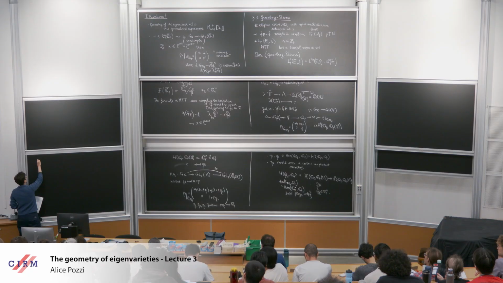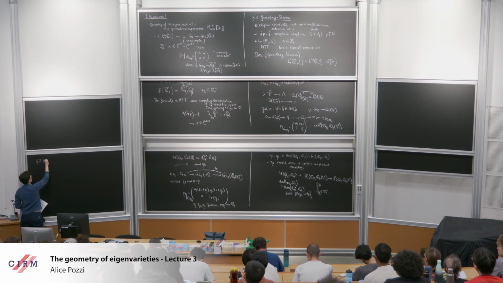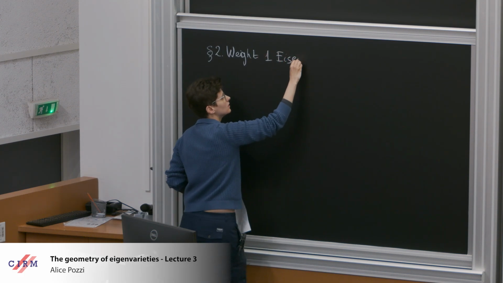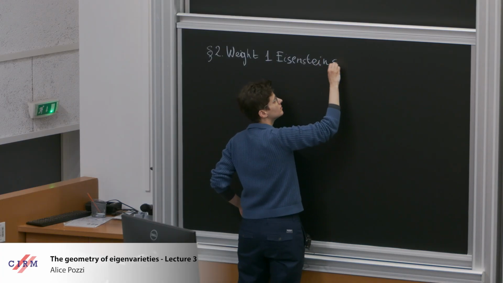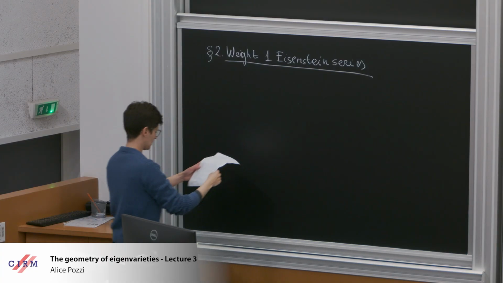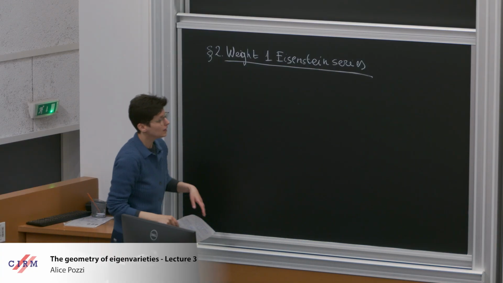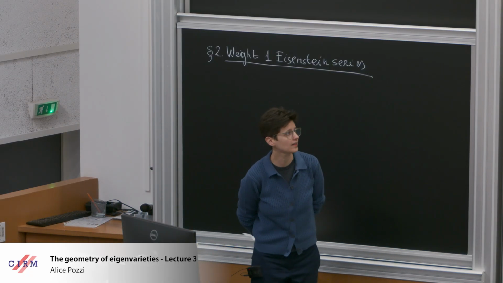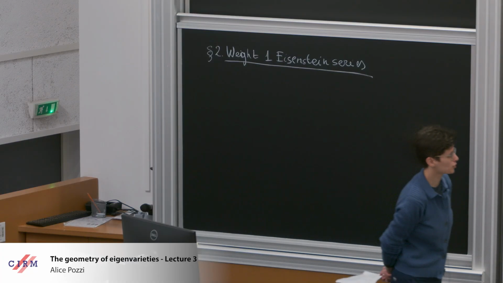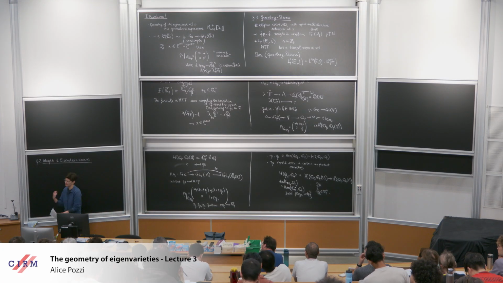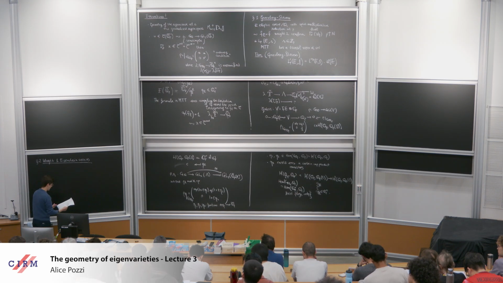So. Part 2, weight one Eisenstein series. Okay, so in this setting, the geometry of the eigencurve is very much related to another instance of a special, like an exceptional zero conjecture for a p-adic L-function. So there is a parallel between the two, although it's not a perfect parallel.